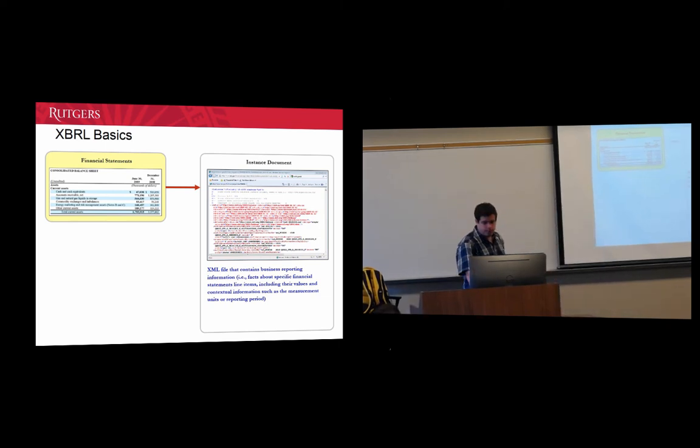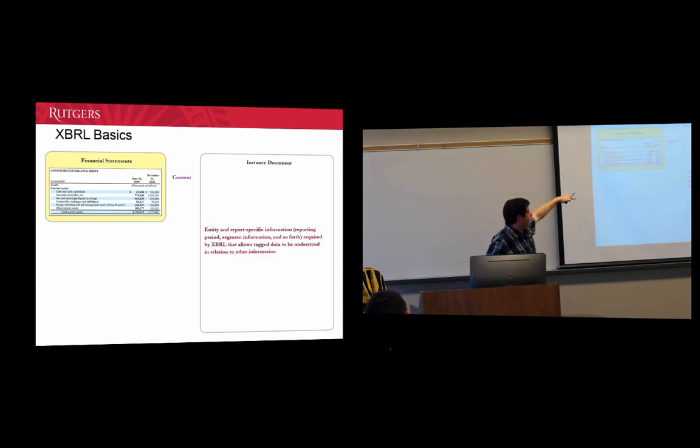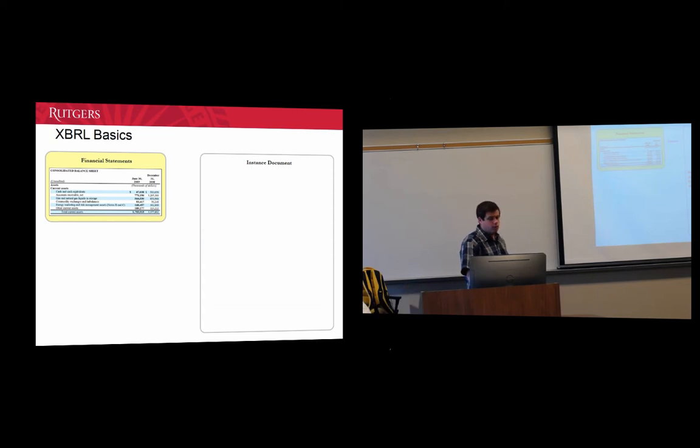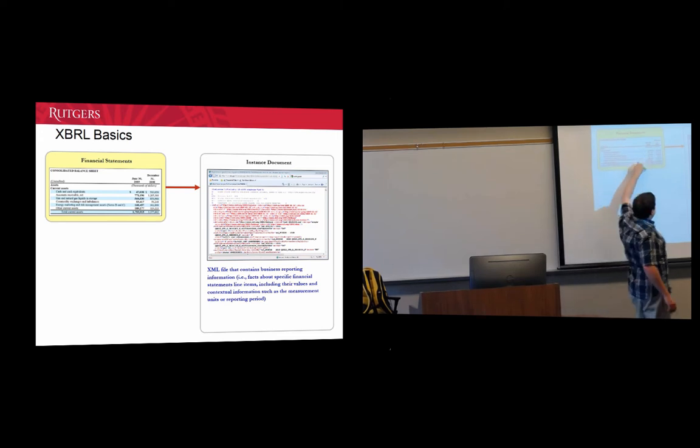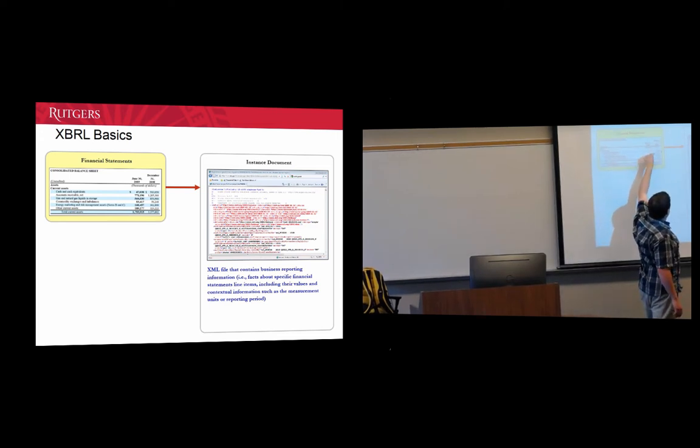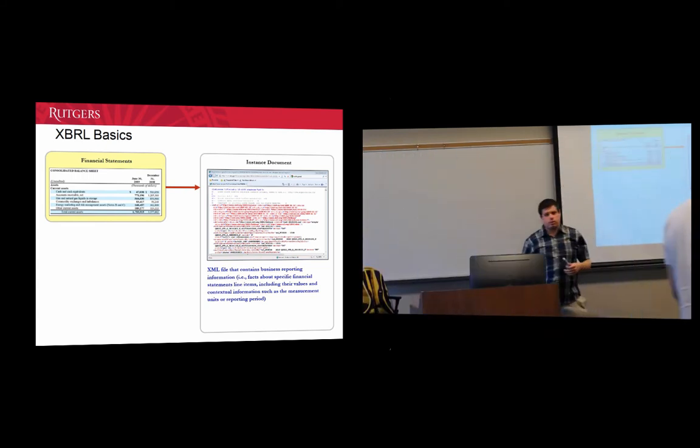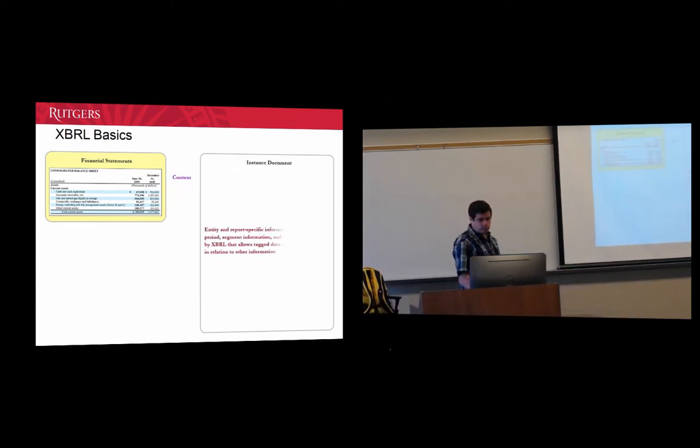So far, so good. This is the context that I mentioned: the report-specific information, the entity-specific information, the date, and all that kind of stuff. It allows you to see the data in relation to other information. The context for this data here is going to look slightly different than the context for this data over here, because everything's the same except for the dates. The dates are part of the context. This is going over the context.